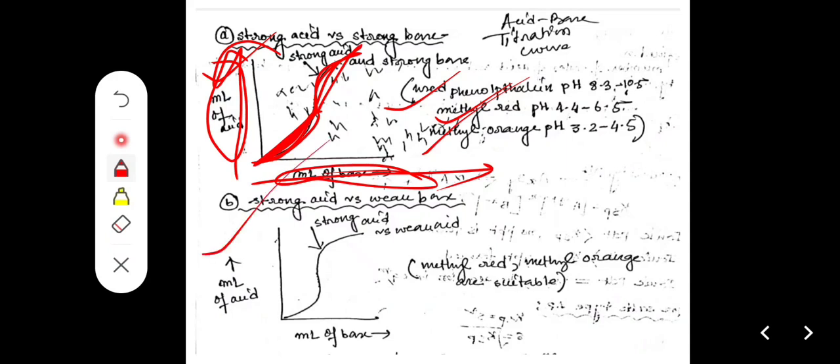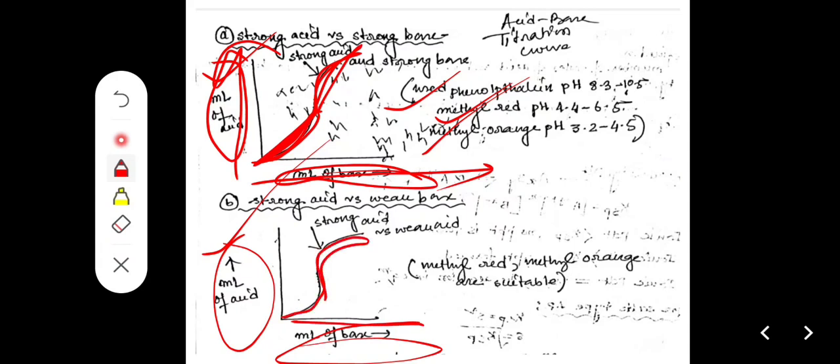Now we consider strong acid versus weak base, with ml of acid on the y-axis and ml of base on the x-axis. Here a strong acid and a weak base are neutralized. In that case methyl red and methyl orange are suitable, because the endpoint is in the more acidic range.